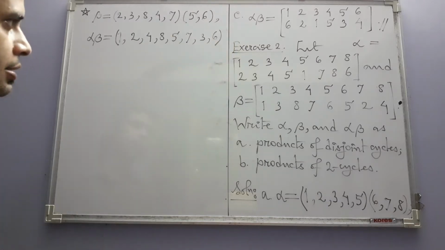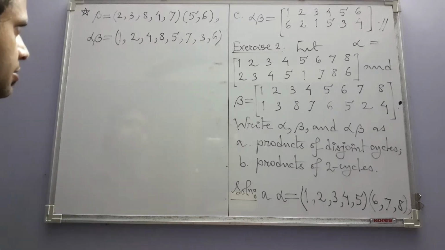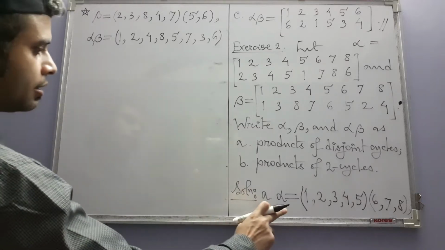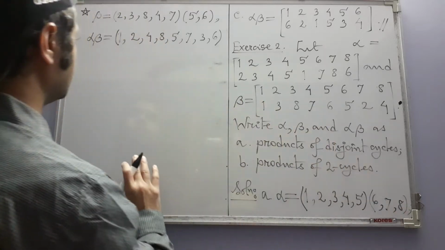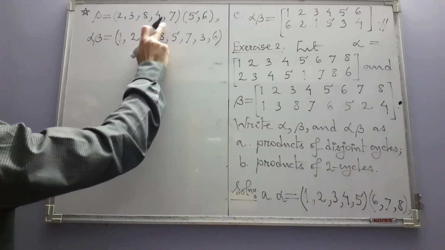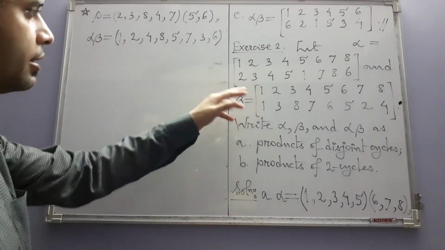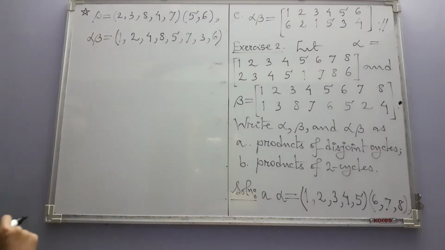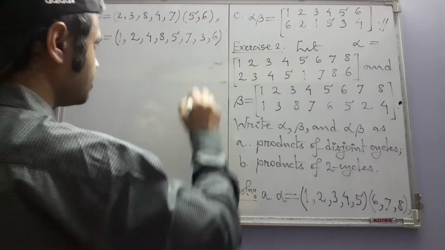Do we have all the symbols? 1, 2, 3, 4, 5, 6, 7, 8. Yes. So alpha beta itself is a cycle. It's an 8 cycle. And the others, each one of them is a product of a 5 cycle and a 3 cycle. Oh, this one is a product of a 5 cycle and a 2 cycle. So what happened? Oh, it does not change one. So that symbol is not appearing here. Okay, so this is part A.